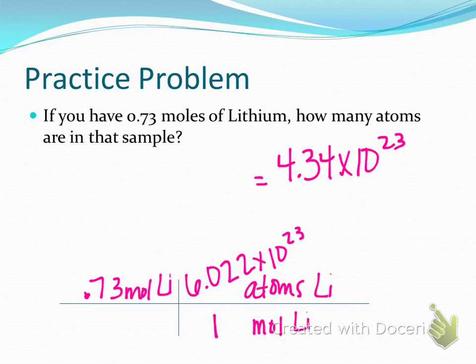Right, and your calculator probably says E23. What does the E mean? To the 23rd power. So E on your calculator means times 10 to the. So when you're using Avogadro's number, I would really encourage you to use the EE button.